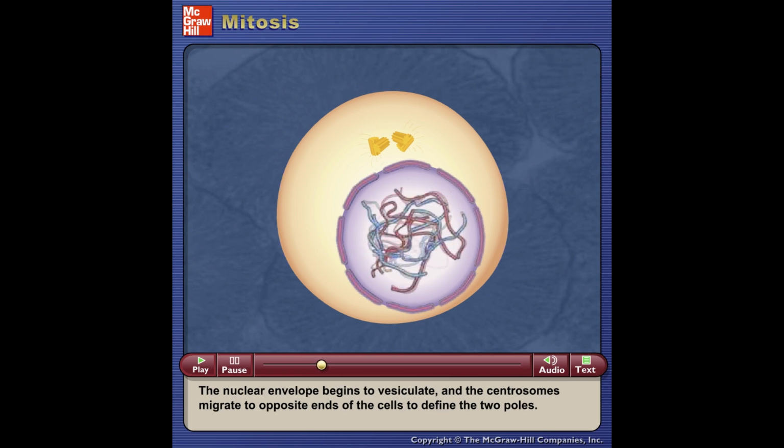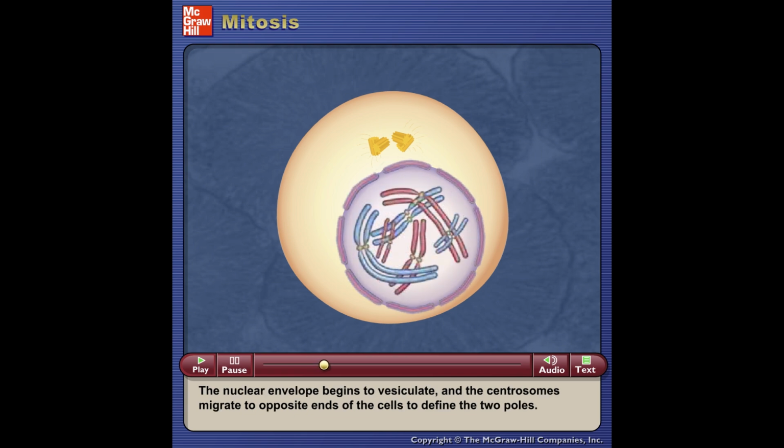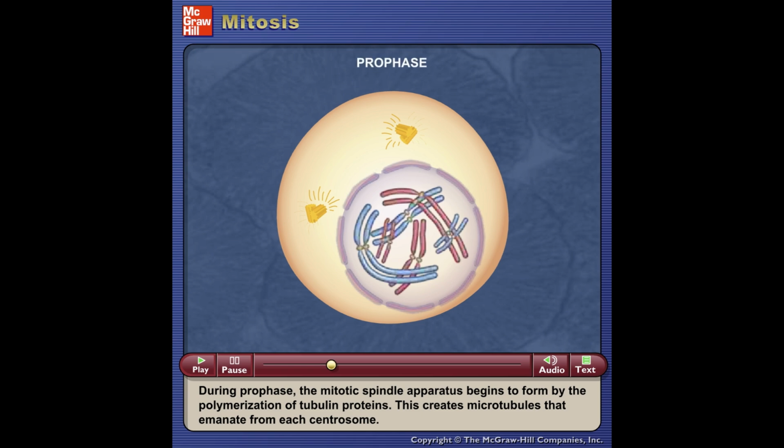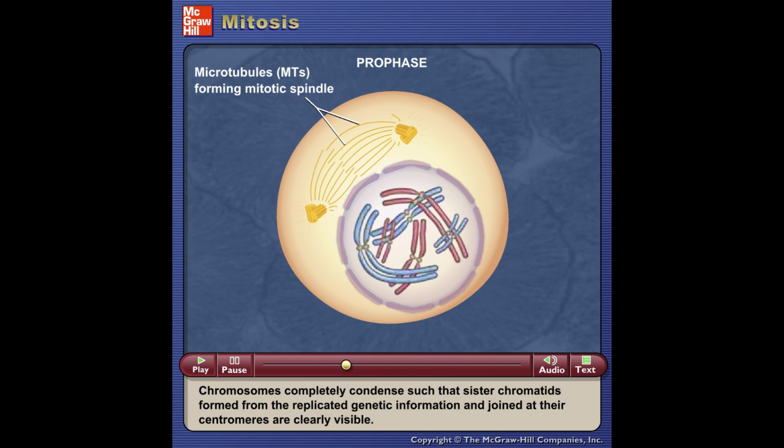The nuclear envelope begins to vesiculate, and the centrosomes migrate to opposite ends of the cells to define the two poles. During prophase, the mitotic spindle apparatus begins to form by the polymerization of tubulin proteins. This creates microtubules that emanate from each centrosome.